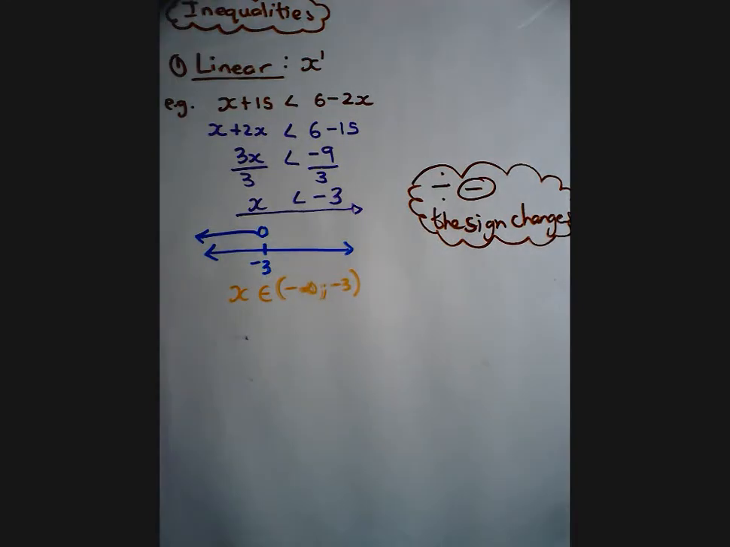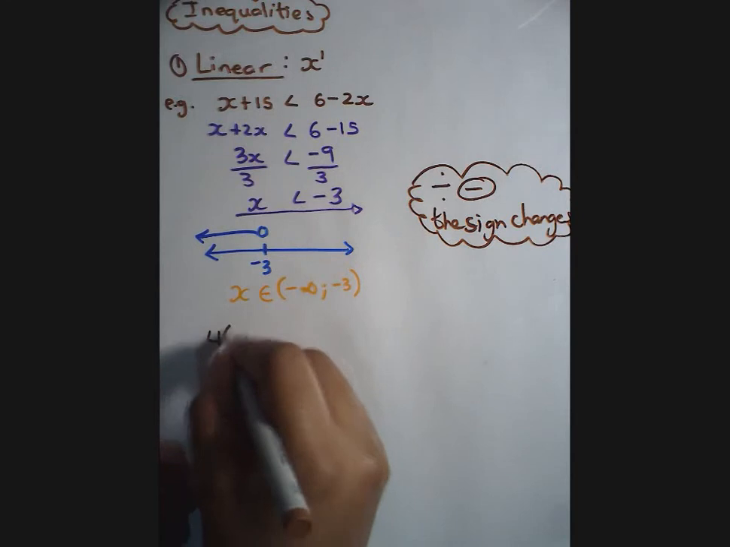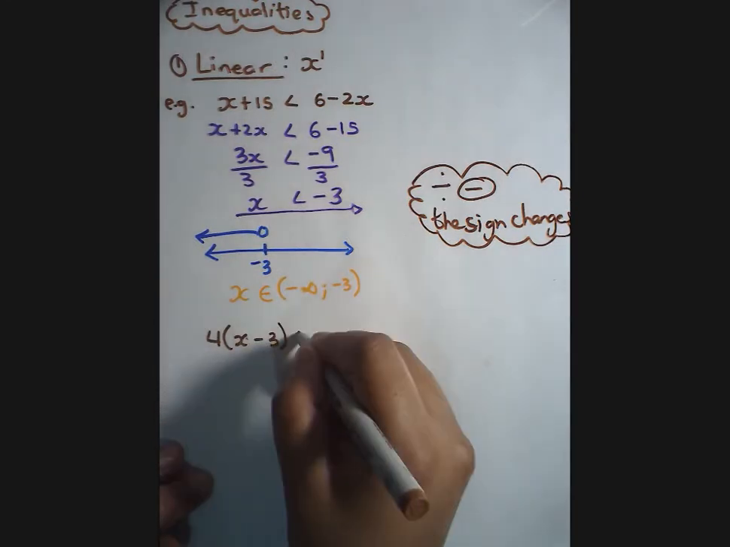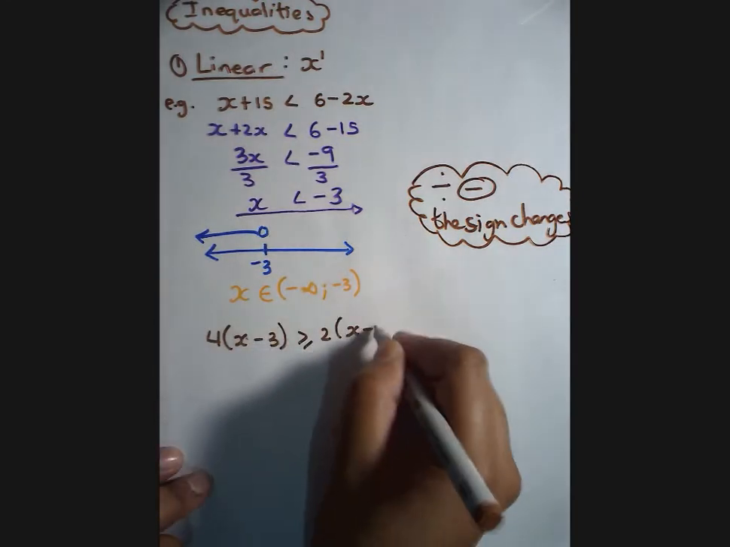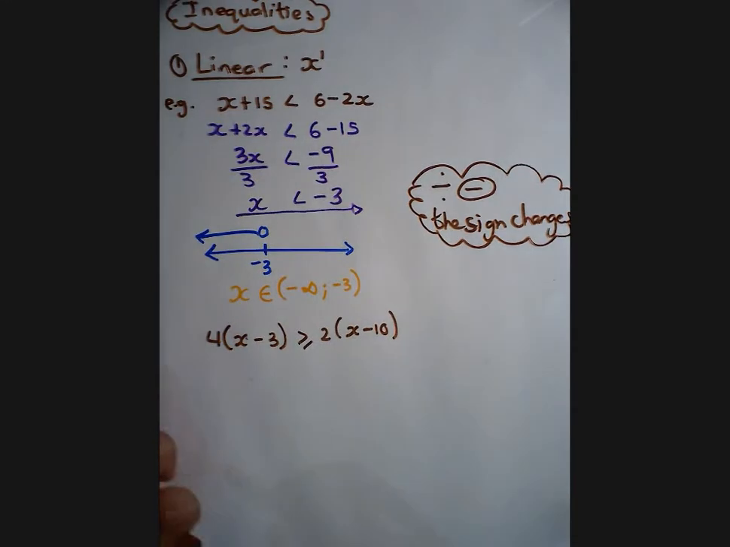So let's do the next one. The next one is going to be like this: 4 open brackets x minus 3 greater than 2x minus 10. Remember, it's basically solving for x like normal, but then you either put it in interval notation, graphically, or normal set builder notation, right? Pause the video and do it yourself now.